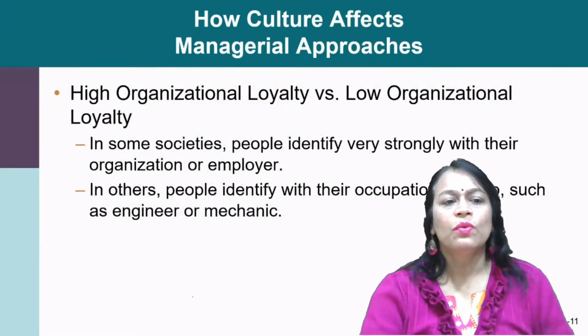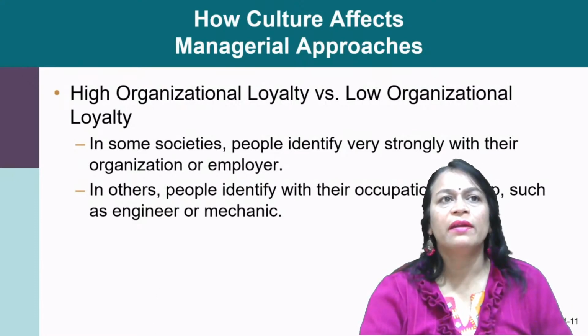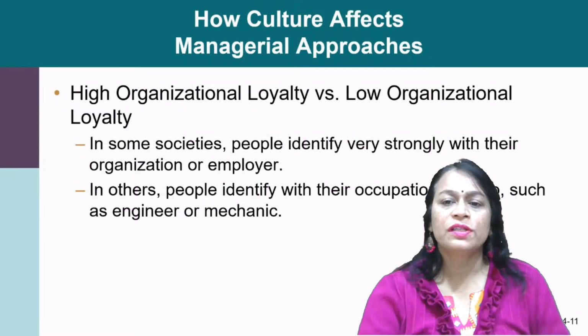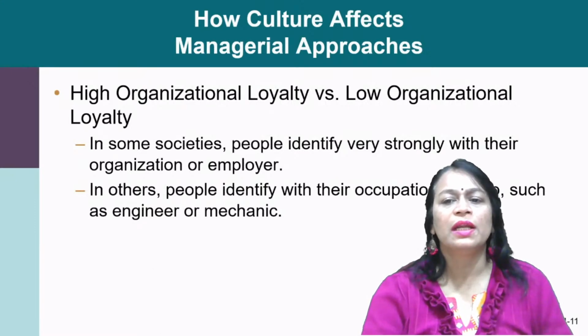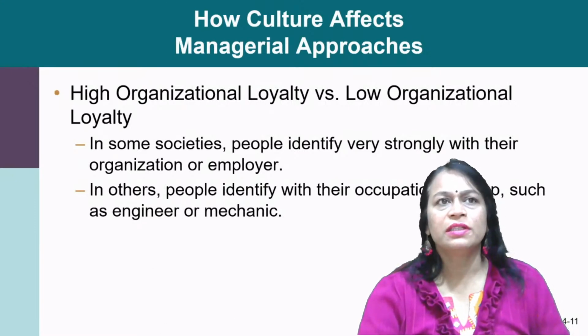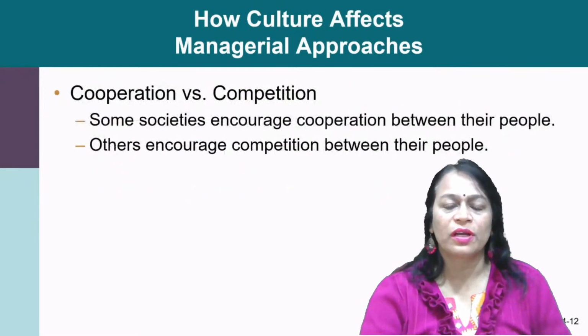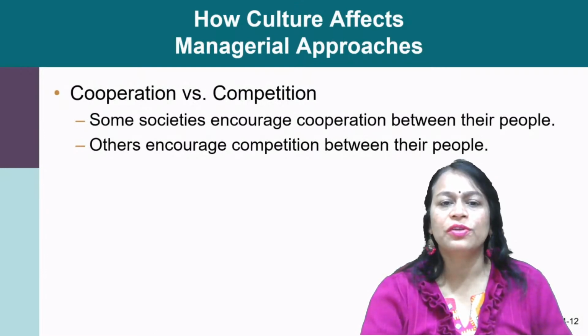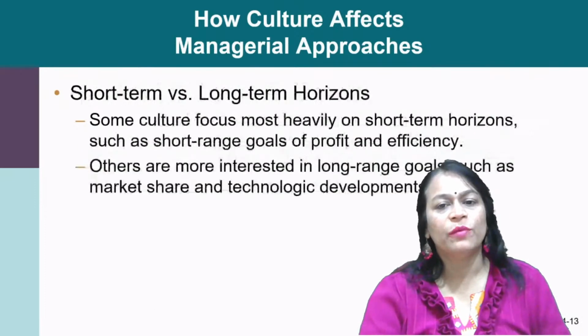High organization loyalty versus low organization loyalty. When we say loyalty, we are saying that organizations in Eastern countries like Japan, and organizations coming up with this kind of culture, would prefer a high amount of organization loyalty. Whereas organizations in an American type of environment would prefer more loyalty towards the job, not towards the organization. People easily leave one organization and move on to another because they lack organization loyalty. Whereas in Japan, people work for 100 years in the same organization. Cooperation versus competition: in a collectivistic culture, people believe in cooperation, whereas in an individualistic culture, people believe more in competition.